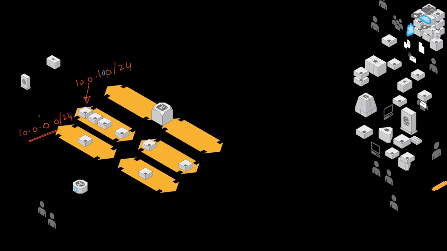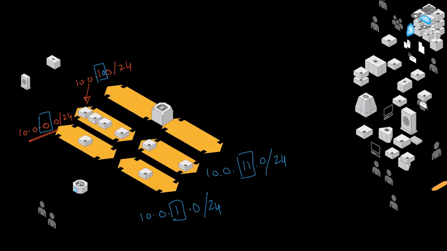Just to disambiguate, this digit here is what I will choose as 10. And here I want to say 10.0.10/24. And here I want to say 10.0.11/24. So I'm just changing a little bit the addressing scheme.